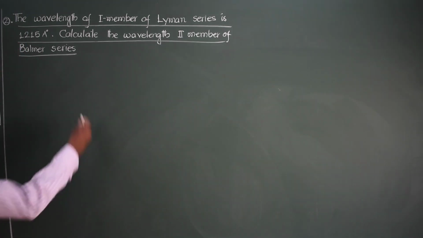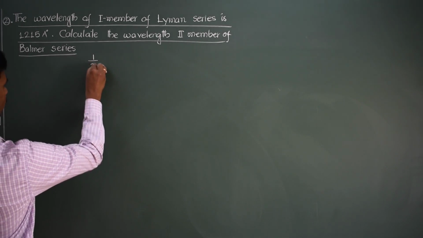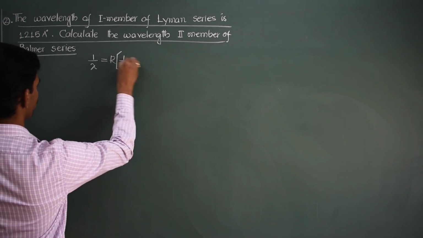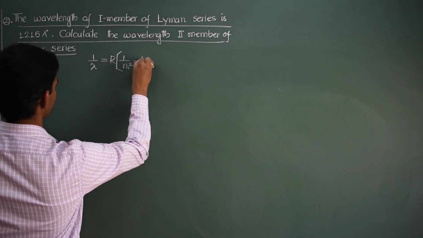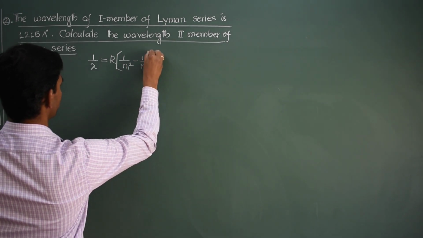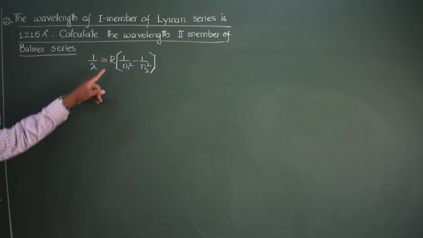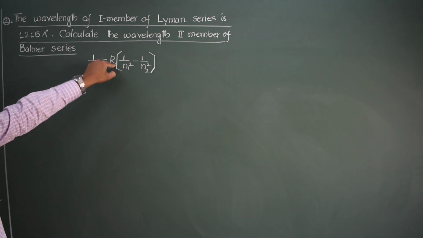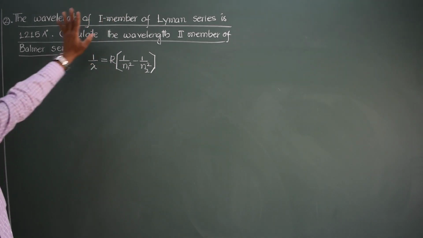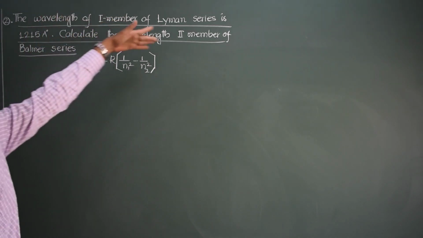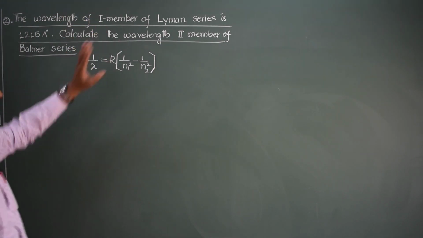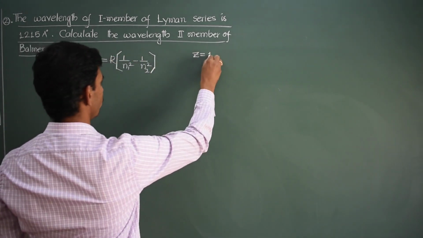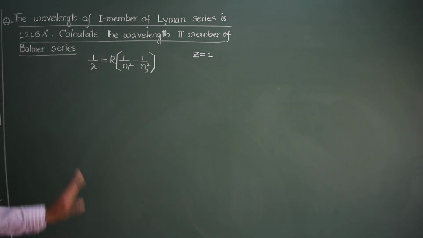So how shall we do it? We know the expression for the wavelength is 1 by lambda is equal to R into 1 by n1 square minus 1 by n2 square. Some of you may doubt that along with R we also had Z square. Z square we can include only if it is any other atom other than hydrogen. Since we are doing the Lyman series and Balmer series, only the spectral series of hydrogen, for hydrogen Z is equal to 1. Since it is a hydrogen atom, we are using the formula without the Z term.